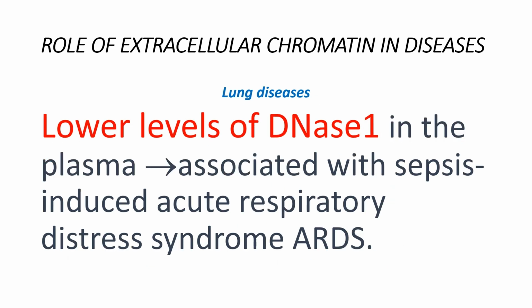In cases of acute lung injury and acute respiratory distress syndrome, higher levels of neutrophil extracellular traps in the bloodstream have been linked to increased severity and mortality. Also, lower levels of DNase1, the enzyme responsible for degradation of the NETs in the plasma, have been associated with the development of sepsis-induced acute respiratory distress syndrome. These findings highlight the importance of maintaining a delicate equilibrium between NET formation and degradation to prevent lung injury.